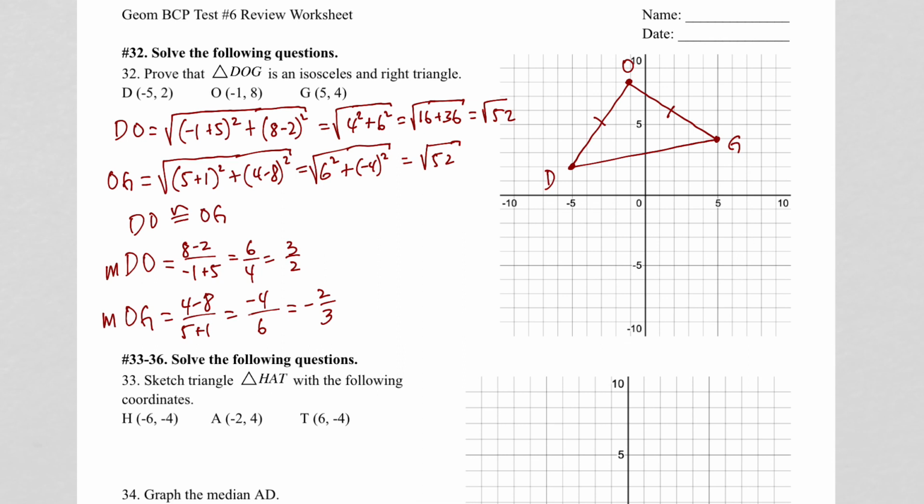So we know that OG is perpendicular to DO. So therefore, since they're the same, this tells us that this is an isosceles, and because these are perpendicular, this tells us that this is a right triangle, right angle there. So therefore, DOG is an isosceles right triangle.